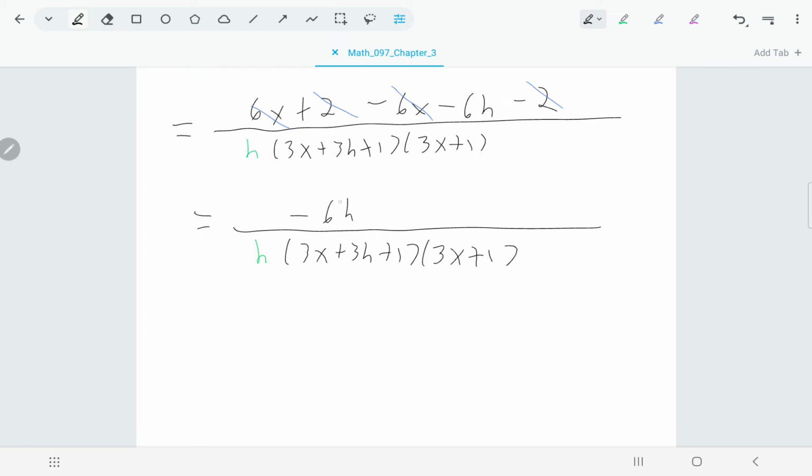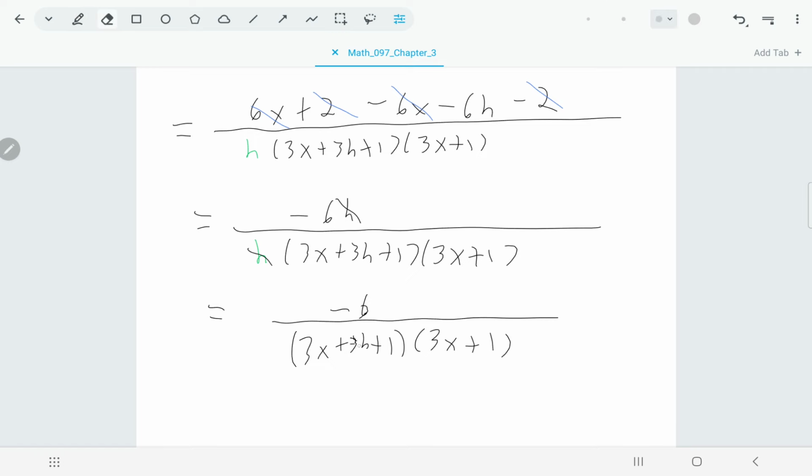And now I can see my path to the end. I can cancel my h's, and that will leave me with my simplified difference quotient, negative 6 all over 3x plus 3h plus 1 times 3x plus 1.